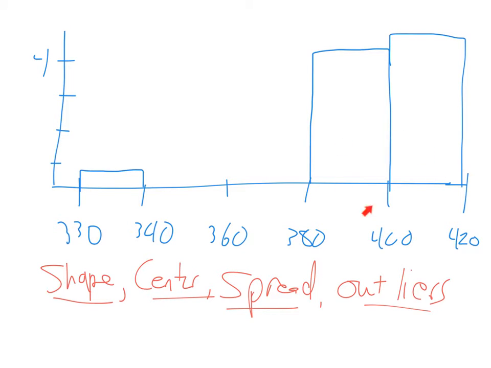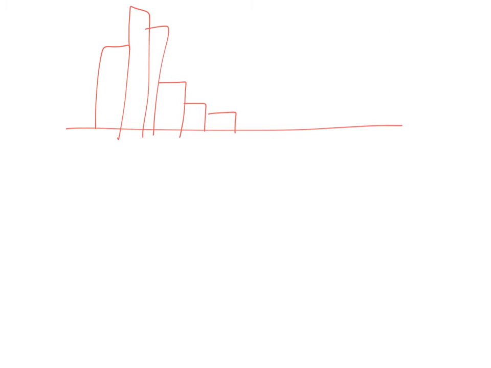Spread: most of the data is centered around the 400, with one possible value that's really low compared to the others that may be a potential outlier. All of this goes into how we describe data. We're going to do lots more practice, so let's follow along. Shape, center, spread, and outliers.